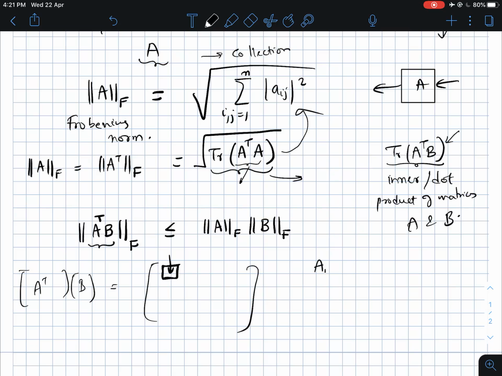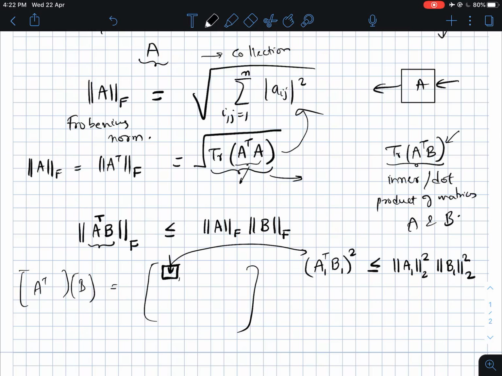Now, when you take the square of it, let me call A1 the first column of A and B1 the first column of B. This entry is precisely A1 transpose B1, right? When you take the square of it, I'm going to simply apply the Cauchy-Schwarz inequality and claim that this is less than or equal to the 2 norm of A1 square times the 2 norm of B1 square.